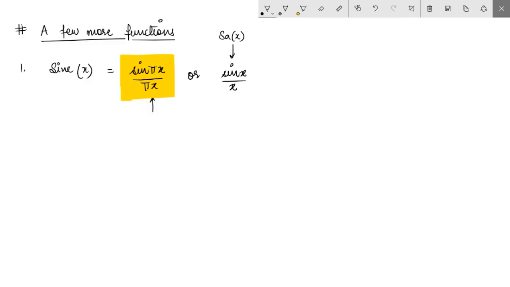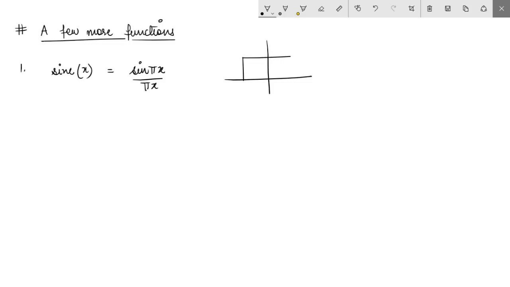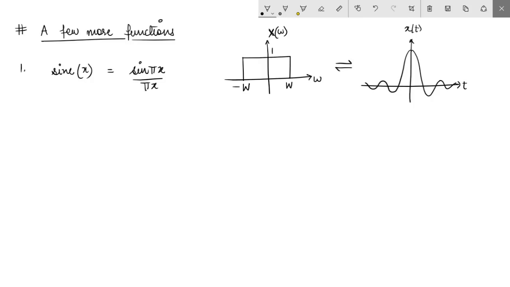The literature that uses this as the definition of sinc often describes this function sine x by x as the sampling function, Sa x. Now when we discussed Fourier transform in class, we learned that if this is the Fourier transform of a certain signal, then that signal is a sinc function, defined as sine wt upon pi t.